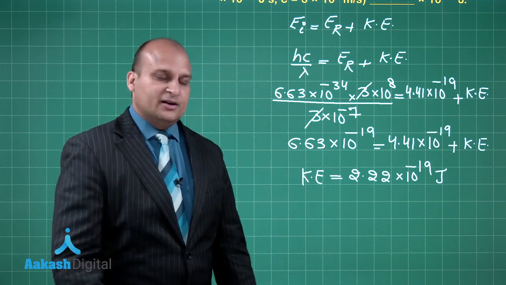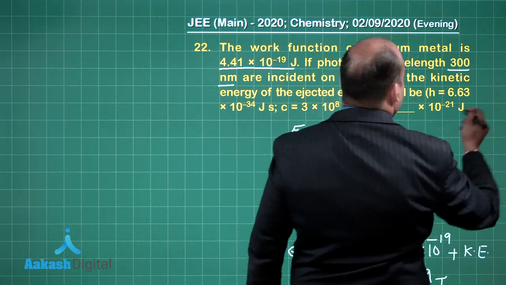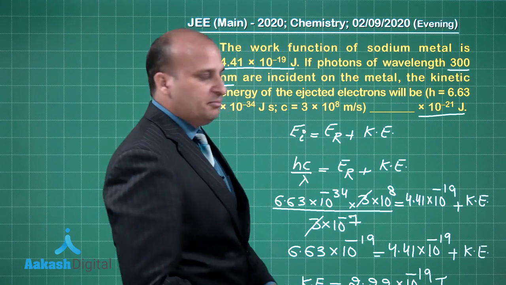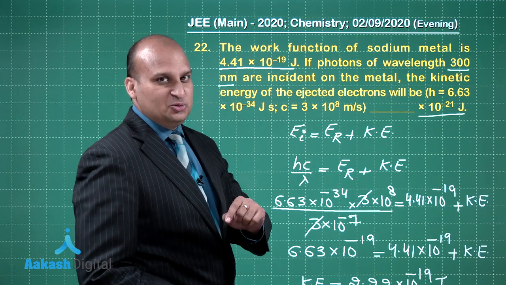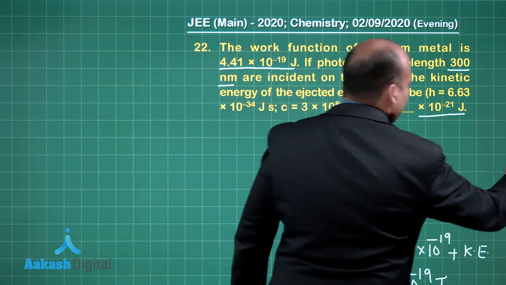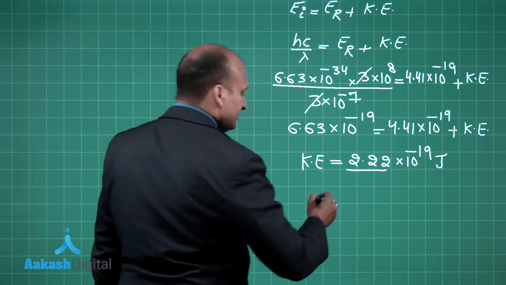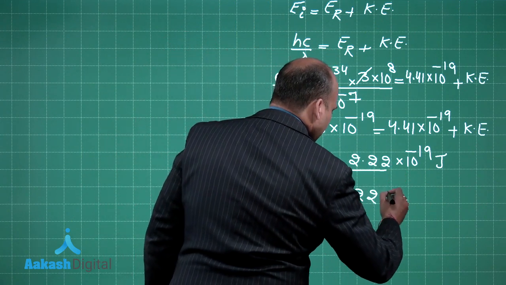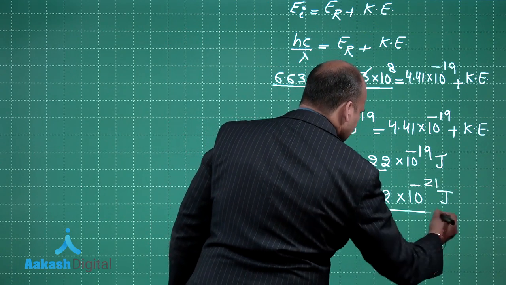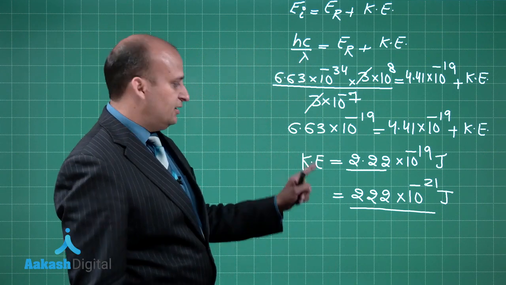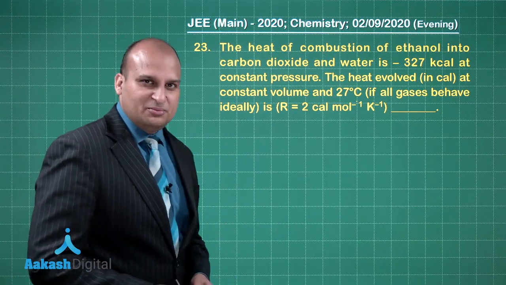Nothing can go wrong from here? No, still you can be wrong. How come? See, the options are given in 10 raised to power minus 21 joules and our answer was in 10 raised to power minus 19 joules. So, if we write the answer to be 2.22, we will be wrong. The right answer will be 222 multiplied by 10 raised to power minus 21 joules. So, dear friends, we have to write the answer as 222.